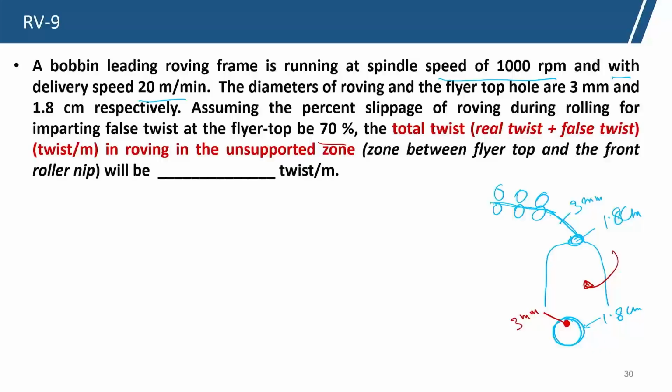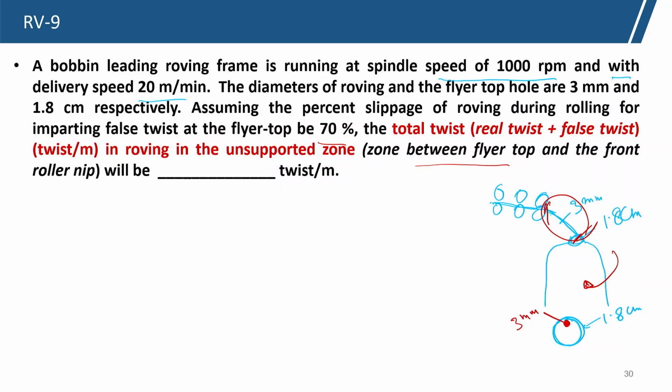Now, the total twist, that is real twist plus false twist, in the unsupported zone. In this unsupported zone, the zone between the flat top and the front roller, there will be real twist plus false twist. So, we have to calculate the total twist here.